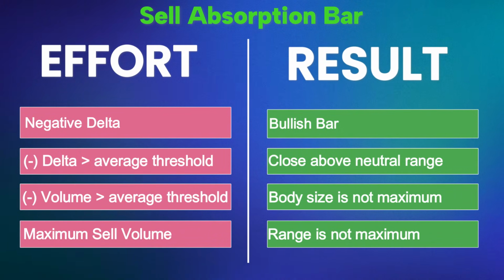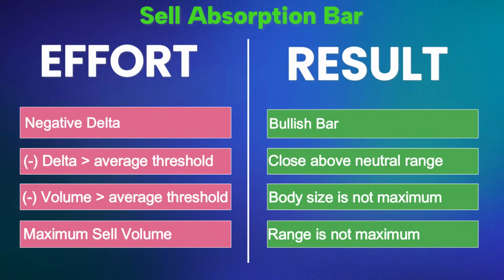This means the sellers must show clear and powerful participation in the market. And this effort is evaluated through four main conditions. First, the candle must have a negative delta. Second, this negative delta must be higher than the average level. Third, the sell volume must be above the average. And finally, the candle must have the highest sell volume within a specific range.